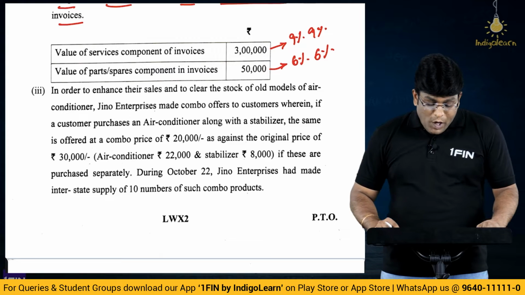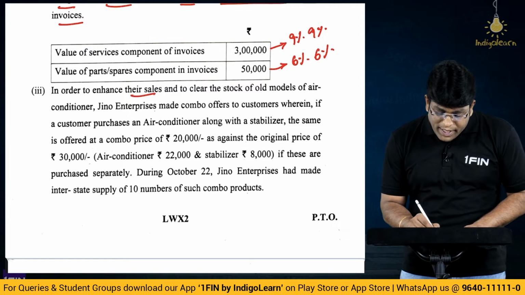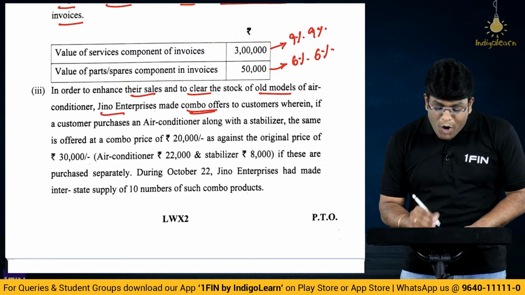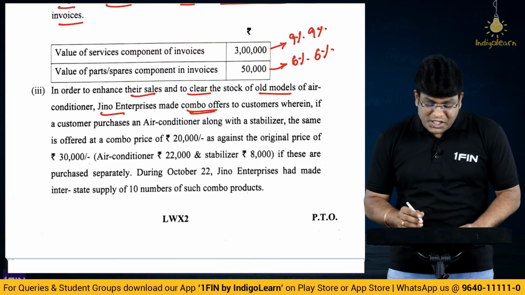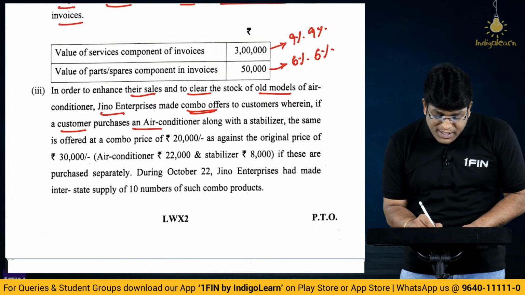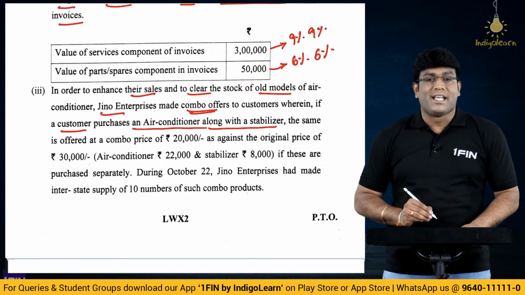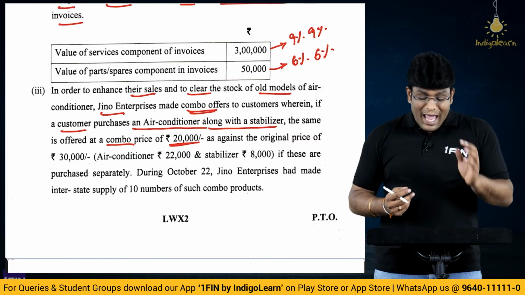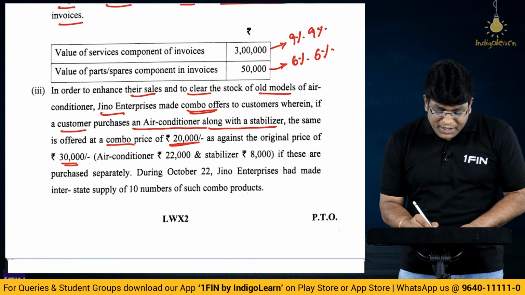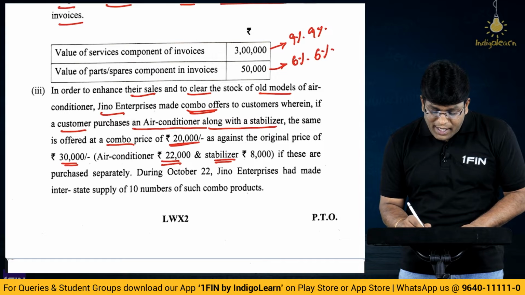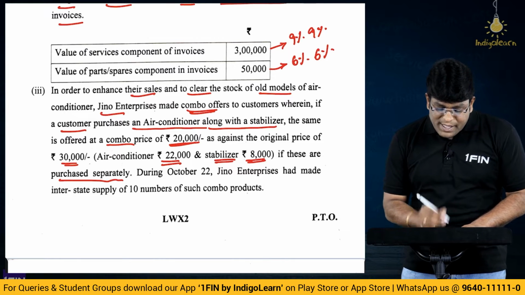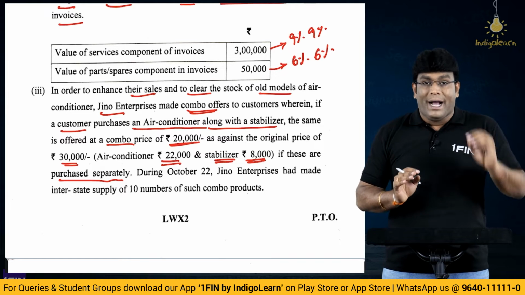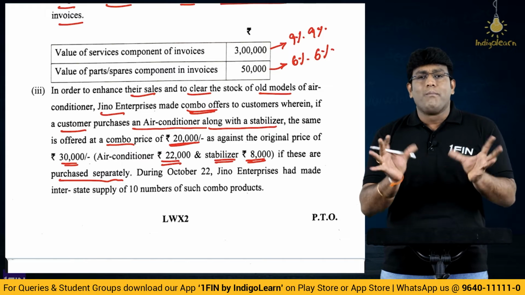Next point, in order to enhance their sales and to clear the stock of old models of AC, Geno Enterprise made a combo offer. They created one combo offer to the customer, wherein if customer purchases an AC along with the stabilizer, the same is offered at a combo price of 20,000 as against the original price of 30,000, 22,000 for AC, 8,000 for stabilizer if these are purchased separately. So those two are separately available, but Geno Enterprises has made a combo offer.